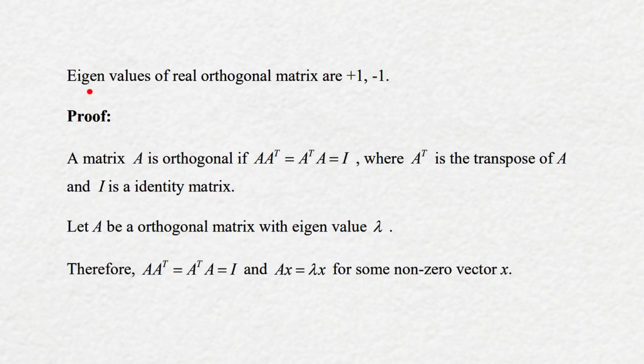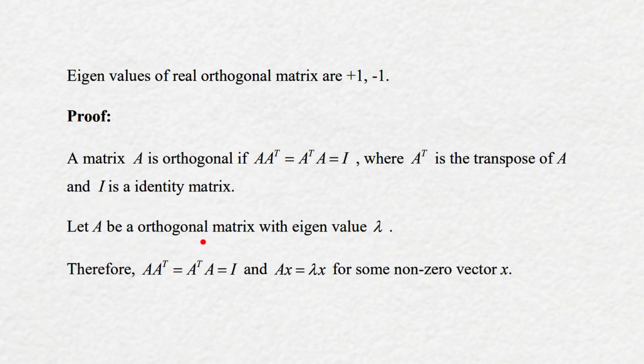Result 7. Eigenvalues of a real orthogonal matrix are plus 1 and minus 1, that is plus or minus 1. Now, let us see when a matrix is orthogonal. A matrix A is orthogonal if A transpose A equal to A A transpose equal to I. Already we studied the unitary matrix, these two are similar. There A star A equal to I. Here A transpose A equal to I, where A transpose is the transpose of matrix A and I is the identity matrix.